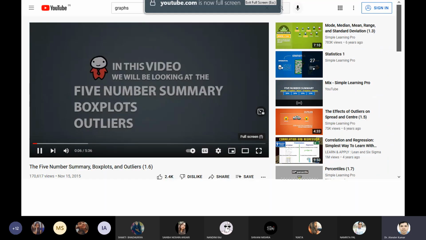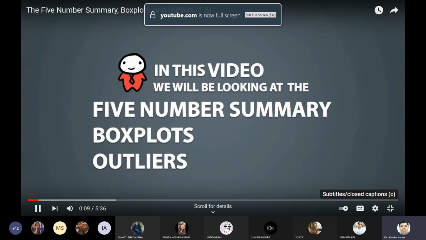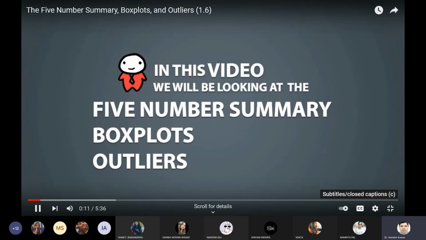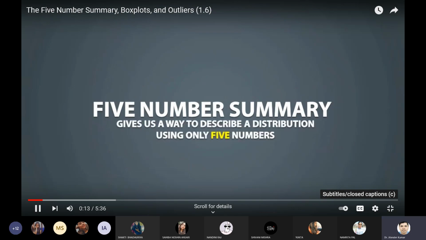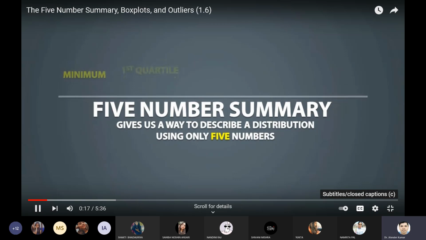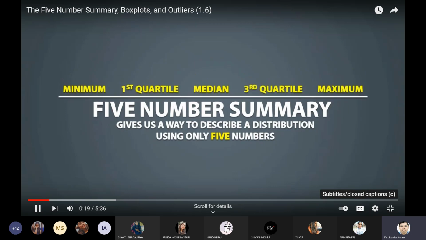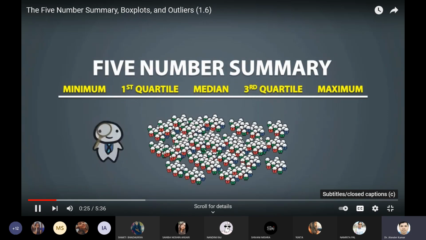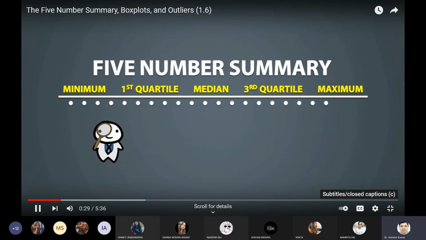In this video, we will be looking at the 5-number summary, box plots, and outliers. The 5-number summary gives us a way to describe a distribution using only 5 numbers. These 5 numbers include the minimum, first quartile, median, third quartile, and the maximum. So if we took a sample and measured some random quantitative variable, we could order these values from smallest to largest and use the 5-number summary to describe the distribution.